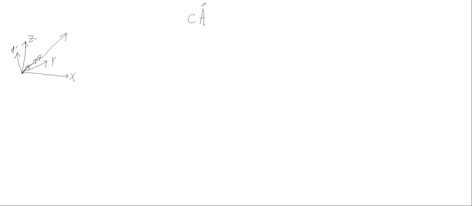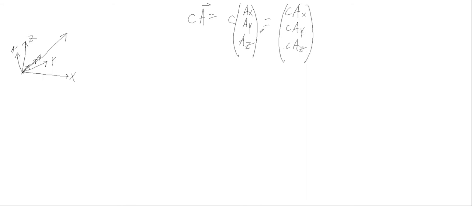So if we have some scalar multiplied by our vector, that would be c times, and this time we'll call it (ax, ay, az), then this will just be (cax, cay, caz). And so that is just a scalar multiplication. You just multiply each of these components by the scalar.